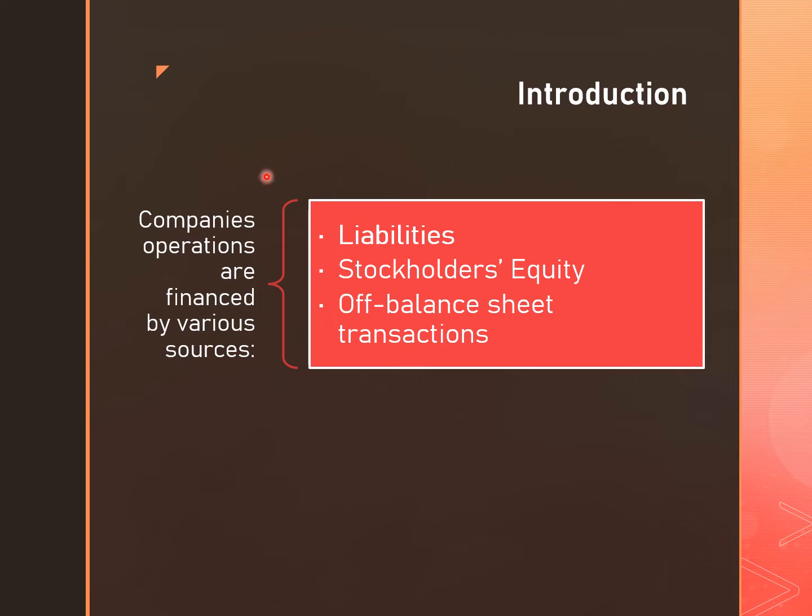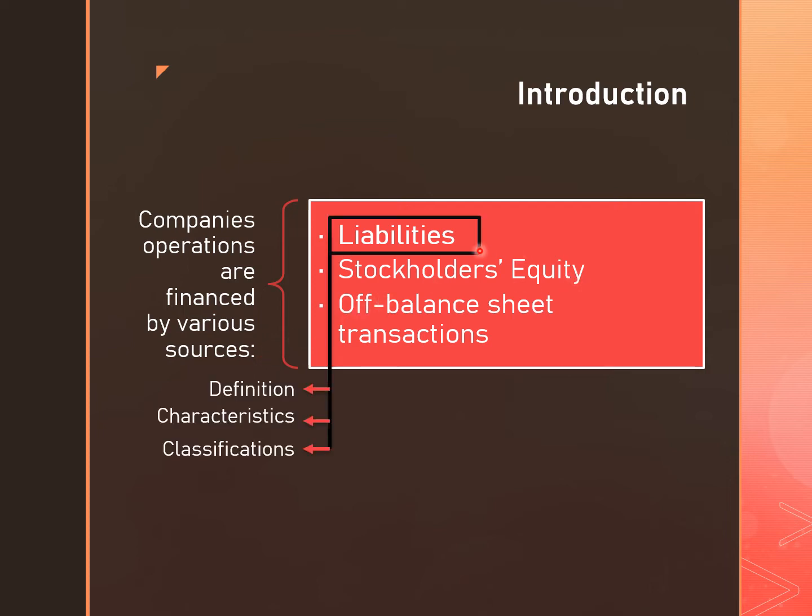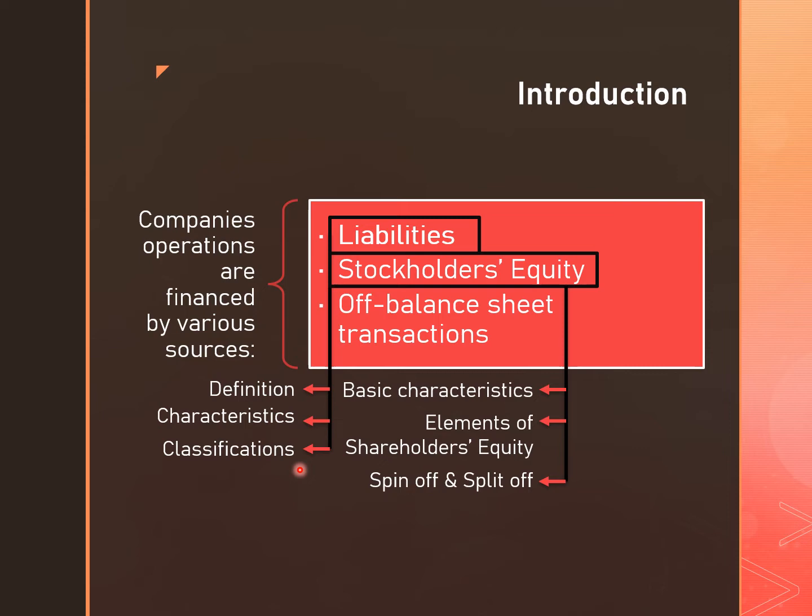If you can see from here, the company's operation are financed by various sources. So first one, it can be liabilities. So kita akan tengok the definition, characteristic and also classification of these liabilities. And stockholders equity, which is kita akan tengok the basic characteristic, the elements and also spin off and split off. So kita tak akan cover this off balance sheet transactions.